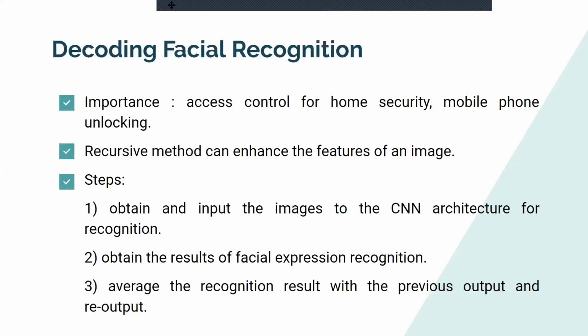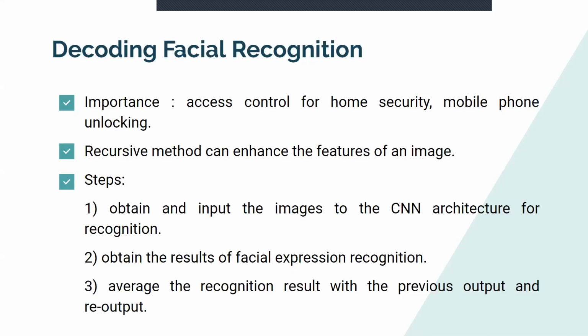The fourth application of CNN is decoding facial recognition. Facial recognition is important for authentication, especially in security applications. It is widely used in modern society, for example, in access control for home security and mobile phone unlocking. In the CNN architecture, the addition of a recursive method can enhance the features of an image, and it allows the CNN to automatically extract the image features to make the features more obvious, which results in better identification accuracy. The proposed method aims to improve the accuracy of real-time facial expression recognition.